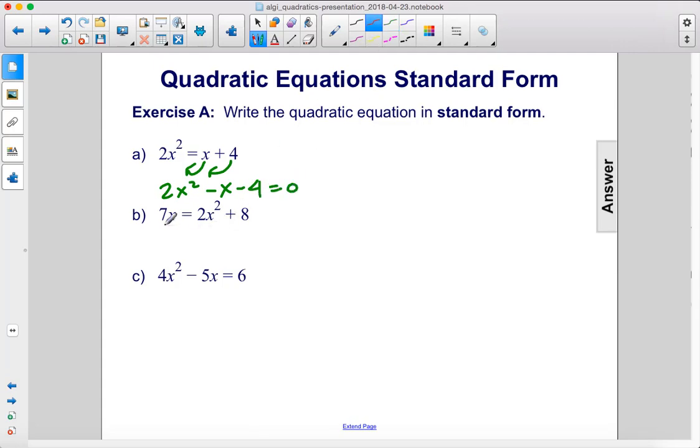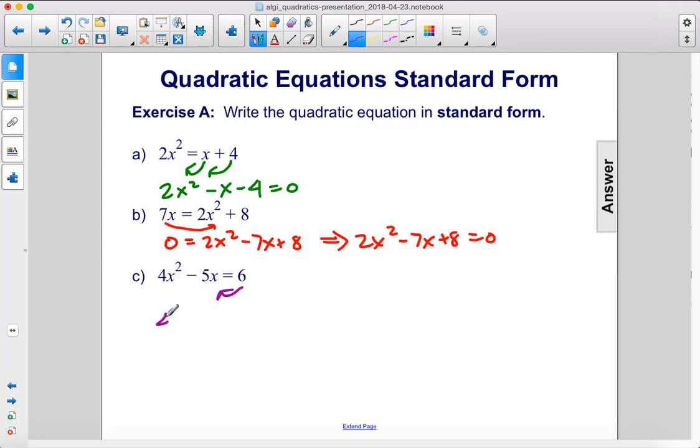This one, we'll move this one over to this side, so that gives us 0 = 2x² − 7x + 8, which we can then turn around into 2x² − 7x + 8 = 0. Finally, we have this. We'll move this one over to the other side, giving us 4x² − 5x − 6 = 0.